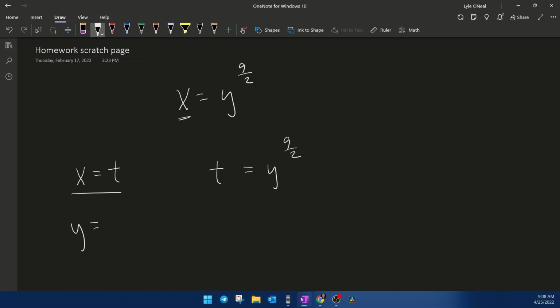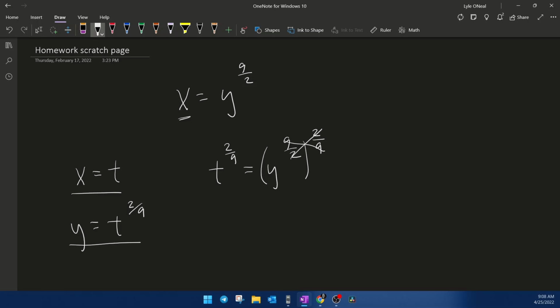So if I raise both sides to the reciprocal power, if I raise both sides to the 2/9 power, notice that that is going to get my 2s and my 9s to cancel, which will isolate the y. And believe it or not, that is all there is to that. Now I have my second parametric equation.